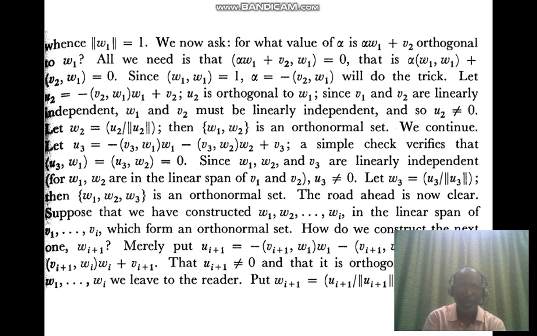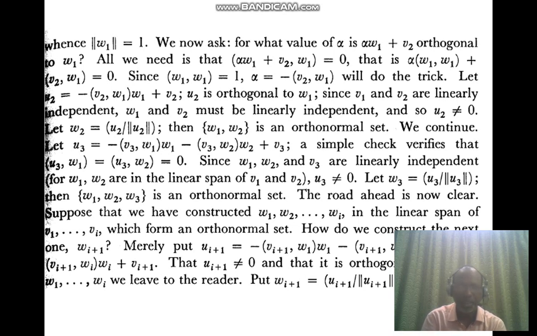So take u2 and construct w2 as u2 divided by the norm of u2. Now identify that w2 is a unit vector, and also w2 is orthogonal to w1 because u2 is orthogonal to w1. So w1 and w2 form an orthonormal set. Now, similarly you continue. Take w1, w2 and v3 and construct u3 like this.